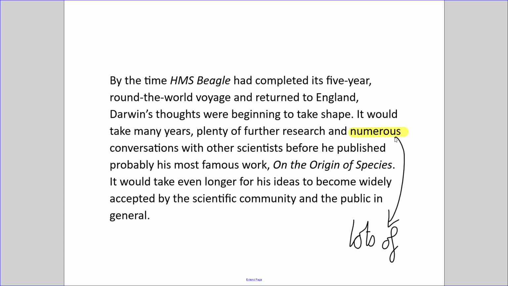It would take even longer for his ideas to become widely accepted by the scientific community, so other scientists and the public in general. So we've got to the end of the piece. Hopefully you've got a good idea now of what the extract is about, and about some of the tricky words that you might not have understood. Now, if you've still got words that you're not really sure about, but Miss Beck hasn't really explained it, then you need to be using the context of the sentence to work it out. Is it like another word that you know? What can you do to find out what that word might mean?